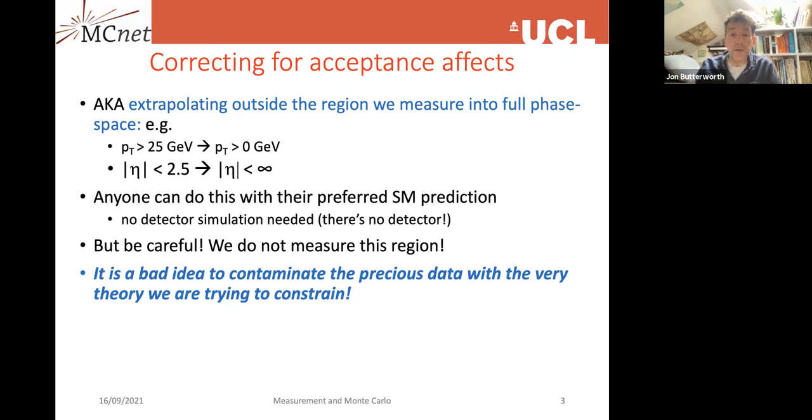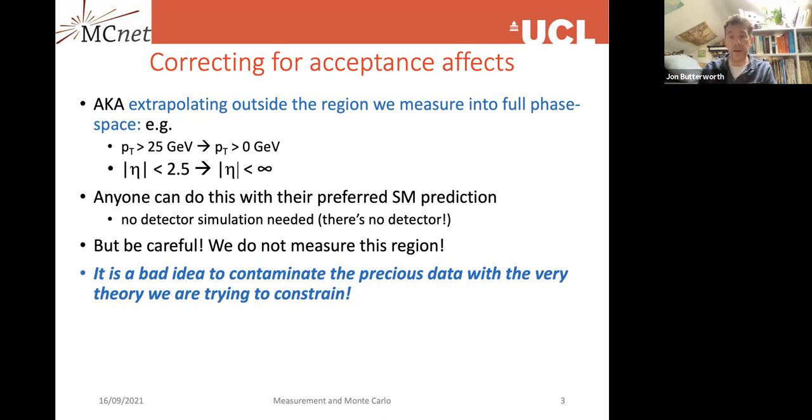A good practice is, even if you want to do this extrapolation, first of all, measure the fiducial particle level cross section. And then you can have a discussion part in your paper, as an experimentalist, where you say, okay, I've measured this thing, which is as model independent as I can make it. And now I'm going to use some theory to extrapolate it into different numbers to do some interpretation. That's not a bad thing to do, but it is a bad idea to mix the two.